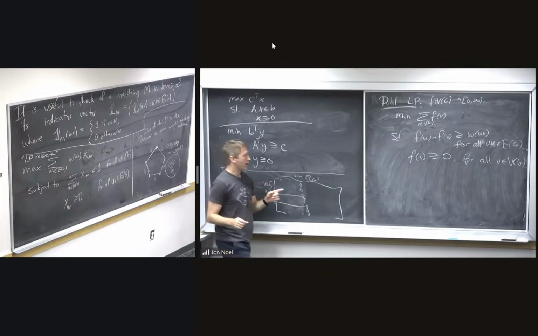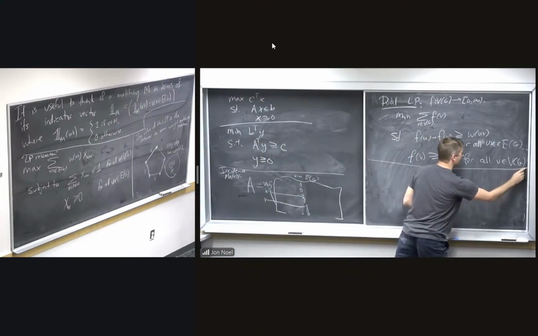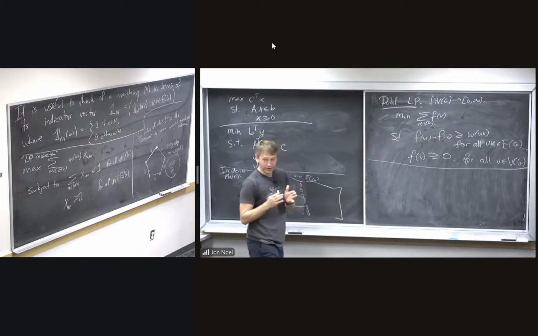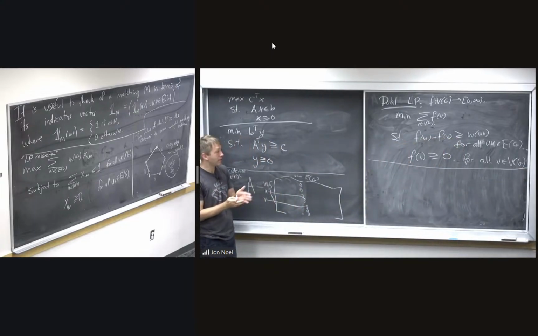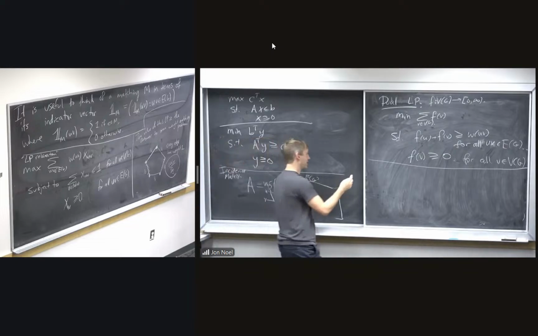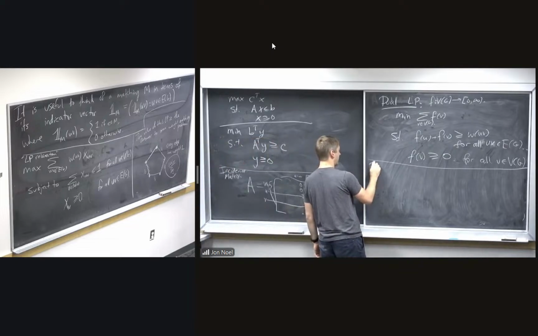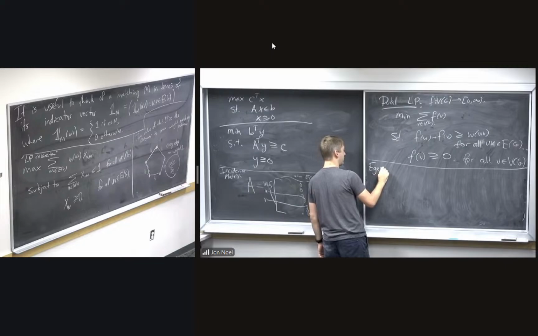So the linear program in a bipartite graph is going to solve the maximum weight matching problem. So the dual solves the same problem, right? By strong duality, they give the same answer. So this actually leads us to a theorem. This is called the Egerváry theorem.